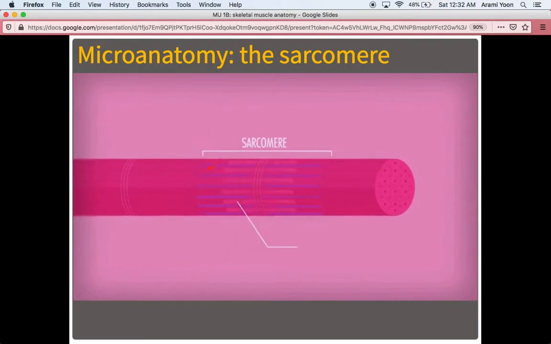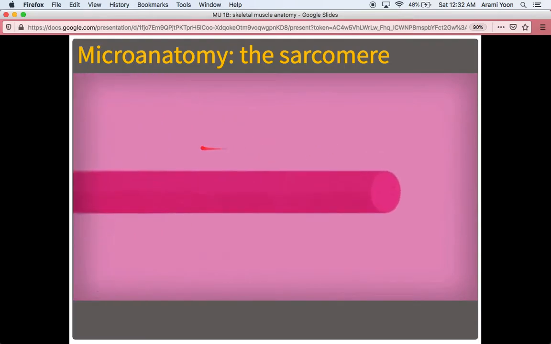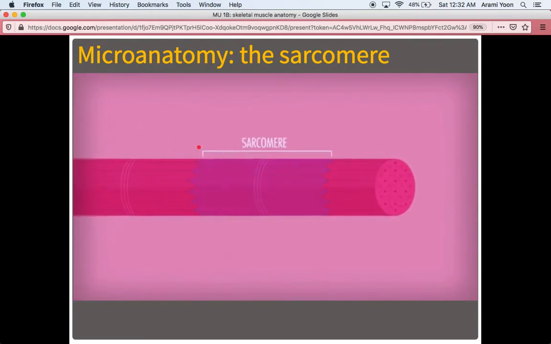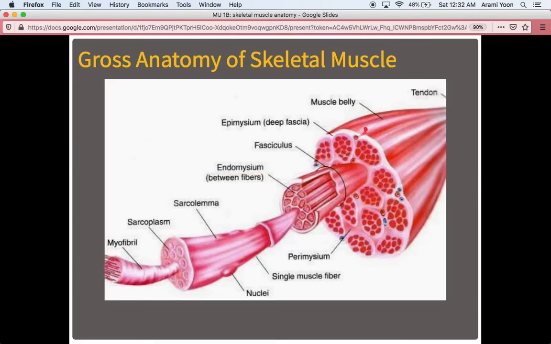Here you have a basic unit of a muscle fiber. It's called the sarcomere. And you have 1, 2, and a half, 2.5 sarcomeres pictured in this one window. So let's just review before we move on. What is the gross structure or gross anatomy of a skeletal muscle?